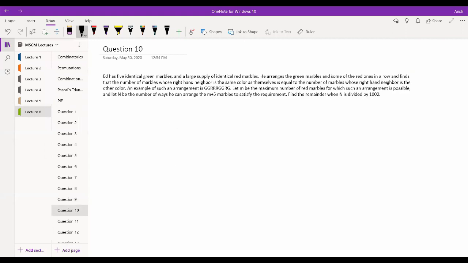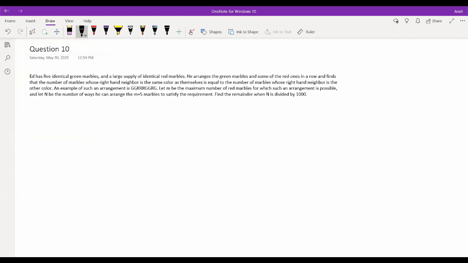So moving on to our next question. Ed has 5 identical green marbles, and he has a large supply of identical red marbles. So we say this is an infinite supply. He arranges the green marbles and some of his red marbles in a row and finds that the number of marbles whose right-hand neighbor is the same color as itself is equal to the number of marbles whose right-hand neighbor is different.